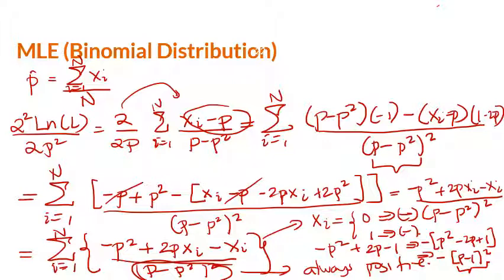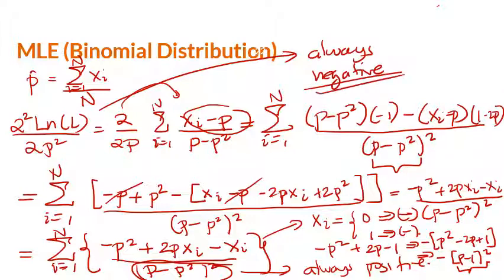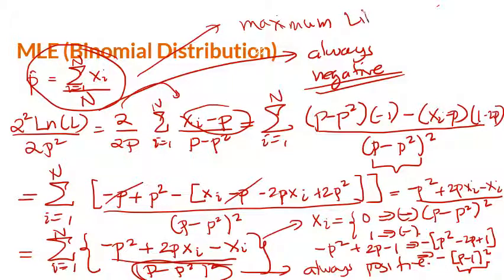So, yung second derivative ng ln L natin, whether yung x_i's natin ay 0 or 1, yung second derivative is always negative. So, anong implication kapag always negative yung second derivative? Ibig sabihin, yung estimator natin na nakuha dito, yung p bar, summation x_i over n, is a maximum. So, this is a maximum likelihood estimator.